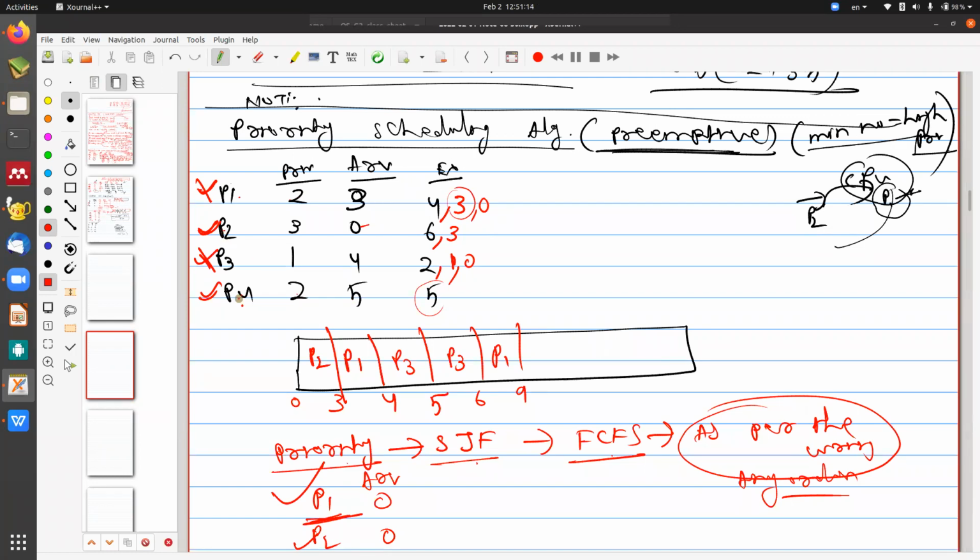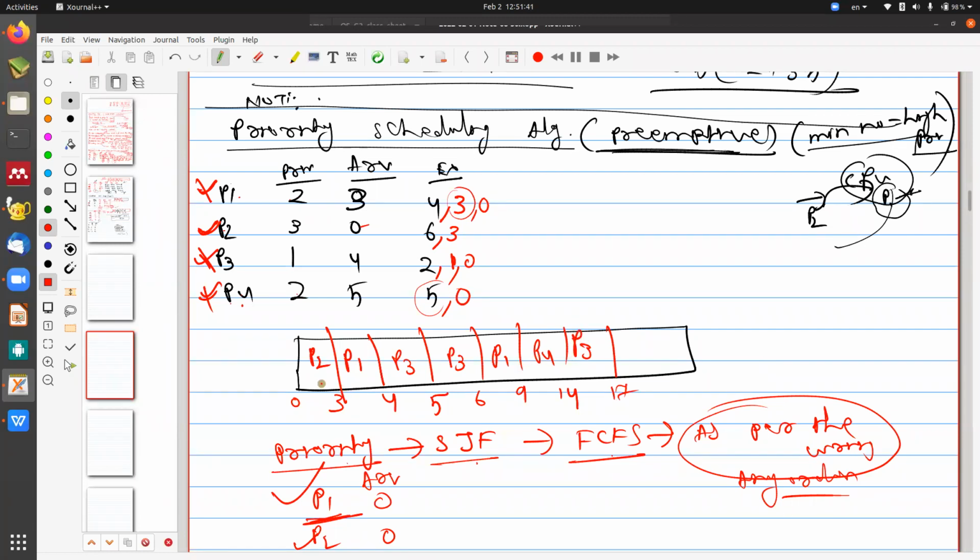Now you have P2 and P4. P4 is the high priority, so P4 will be executed. How long? 5 units. 9 and 5 is 14. So this becomes 0. Then who is left? Only P2 is left. So P2 takes 3 units, which gives 17. In this way, you can calculate which one will be executed when.